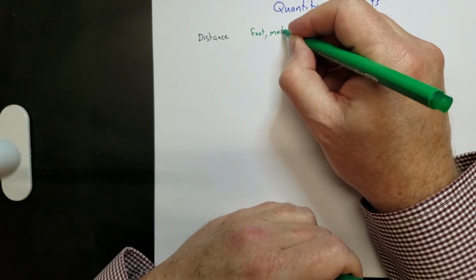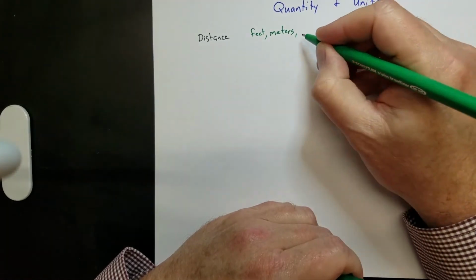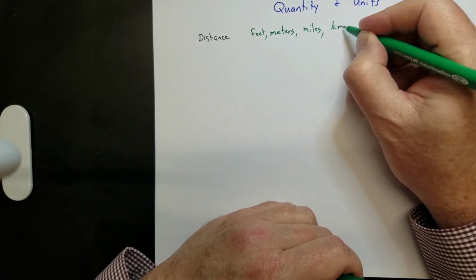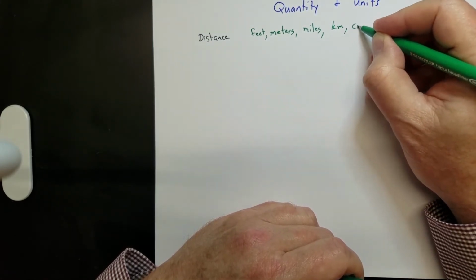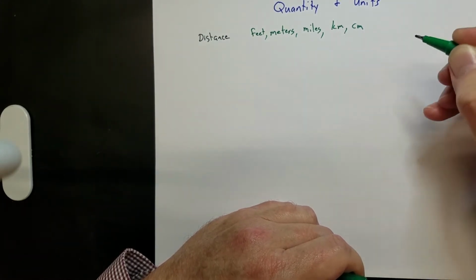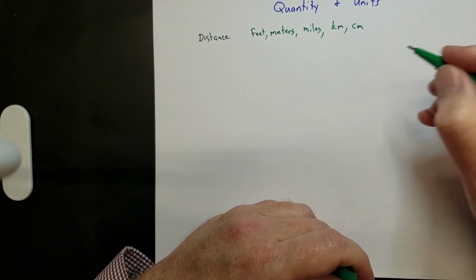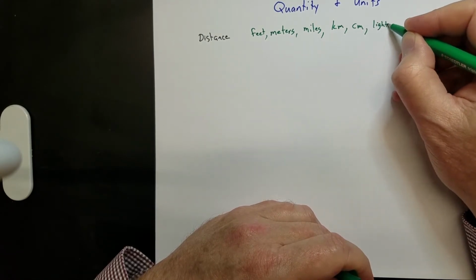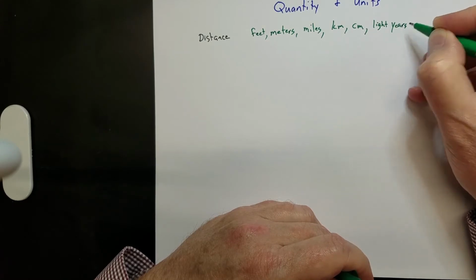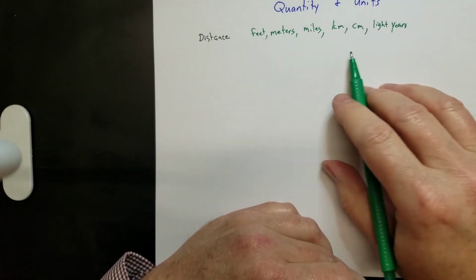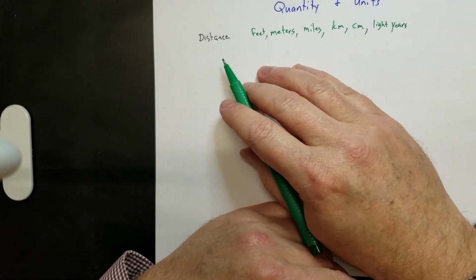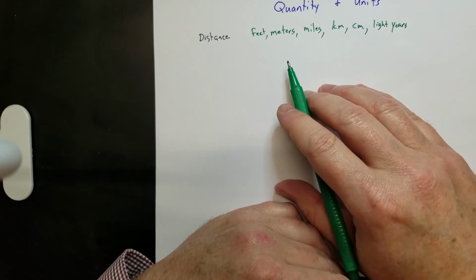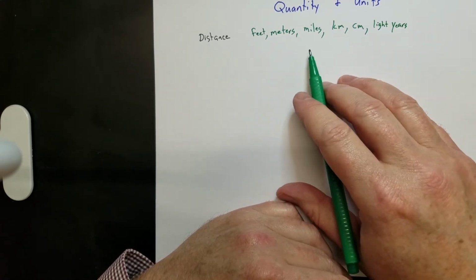meters, miles, kilometers, centimeters. You get the idea. We've got a lot of leeway. We can even measure in light years. So we have a lot of different units that we can use to measure distance. We usually either have a standard unit we go by, or we pick the one that matches the length that we're going to do the most.